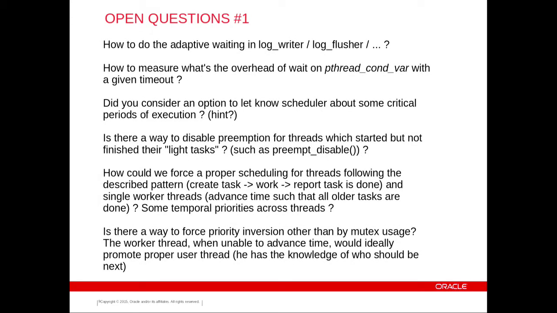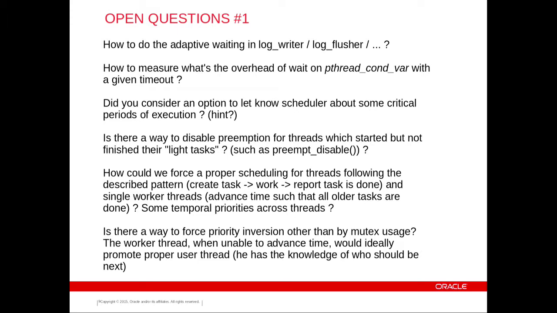So the question we have here is how to do this adaptive waiting in a better way, because this is just the approach we came up with after we noticed that the spinning is helping us a lot, but on the other hand, we didn't want to waste CPU time on spinning in case of idle workloads or workloads that don't need it that much.